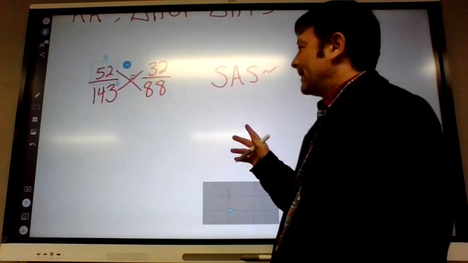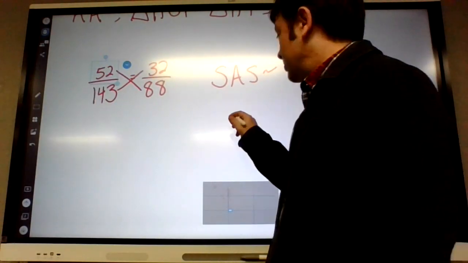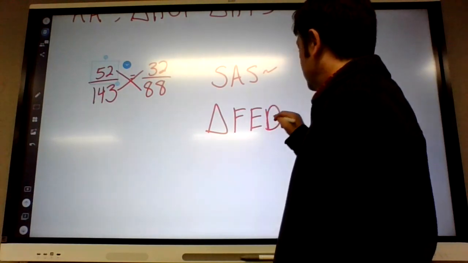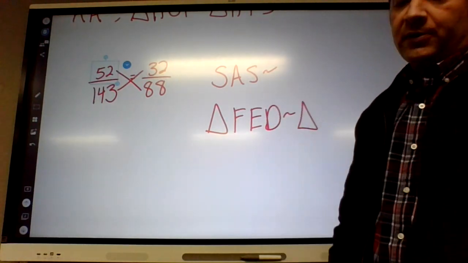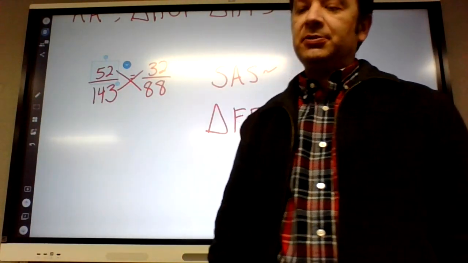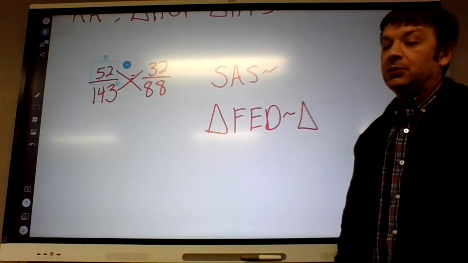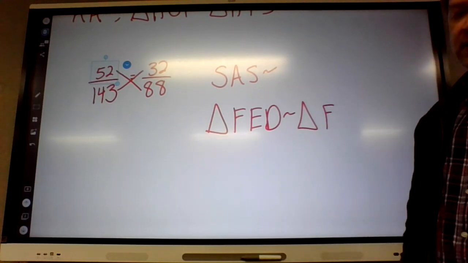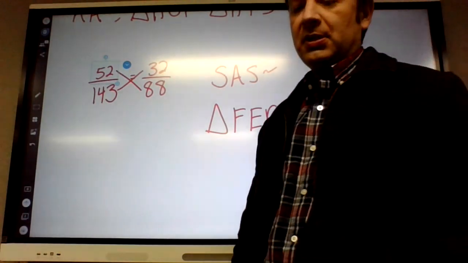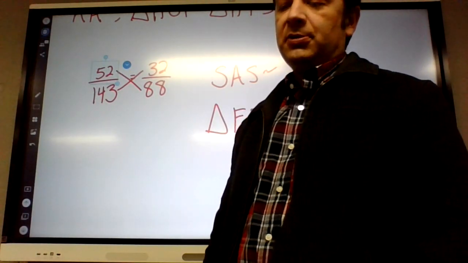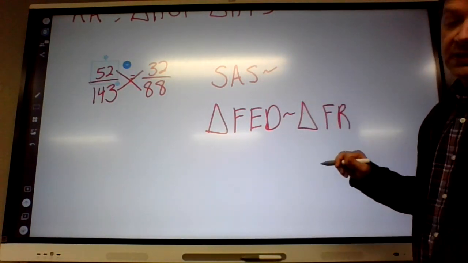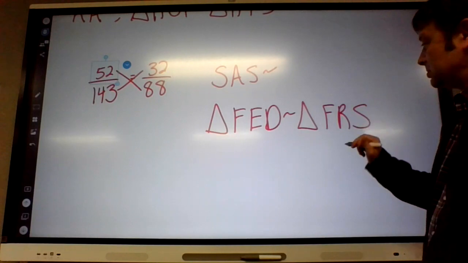All right. So, therefore, triangle FED is similar to triangle, see, FED is the big triangle. So F on the big triangle matches what on the little triangle? F. Oh, sorry. Angle F is the same on both triangles. Okay, E on the big triangle matches what? R on the little triangle. Okay, and then that leaves S.